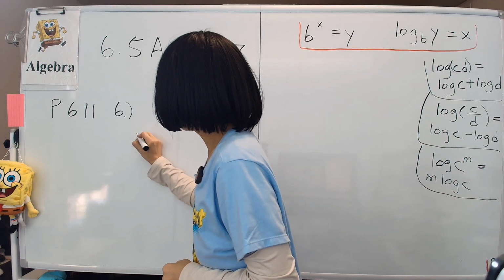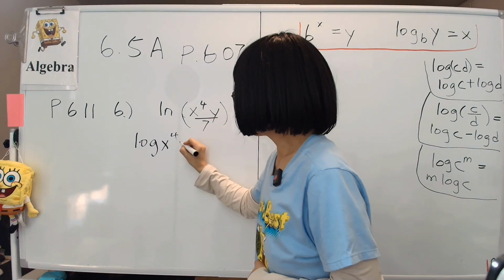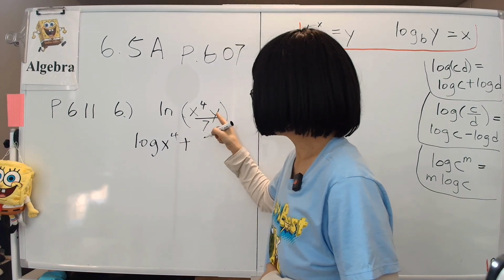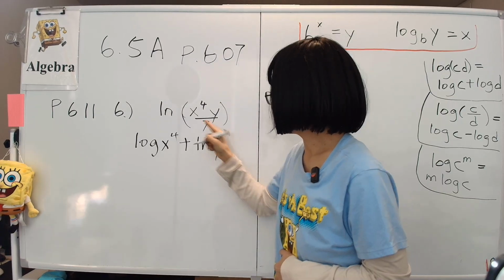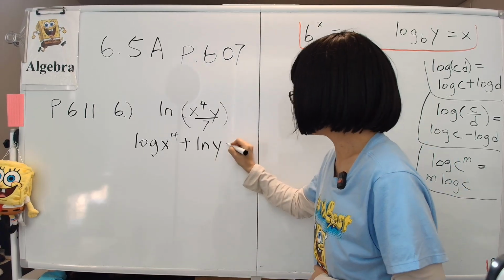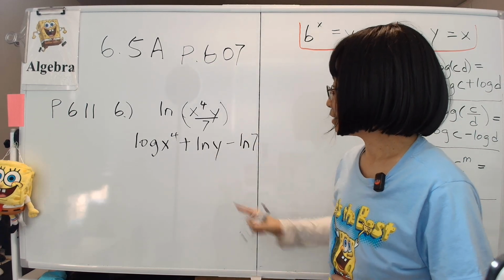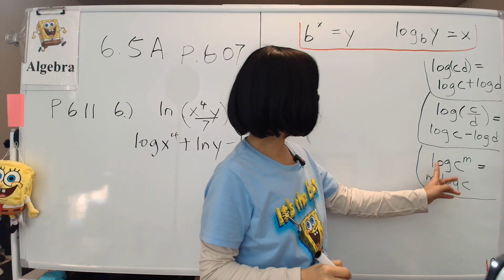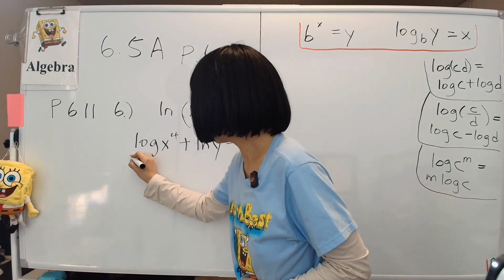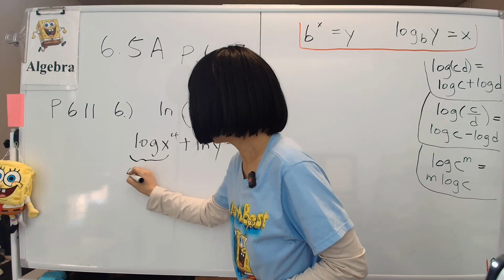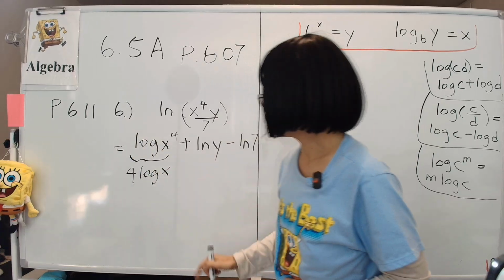That would be natural log of x to the power 4th. That's the first thing. Multiplication becomes addition, so plus natural log of y, and then the 7 is on the bottom of the division line, so subtract natural log of 7. And so that part is done, but there's a fourth power, and then we apply the power rule. Any power will be kicked in front, okay? So just this part is equal to 4 log x. So that is the answer.